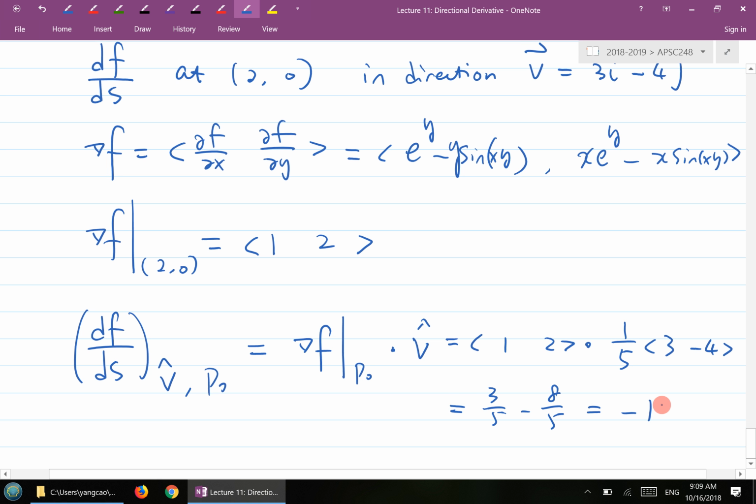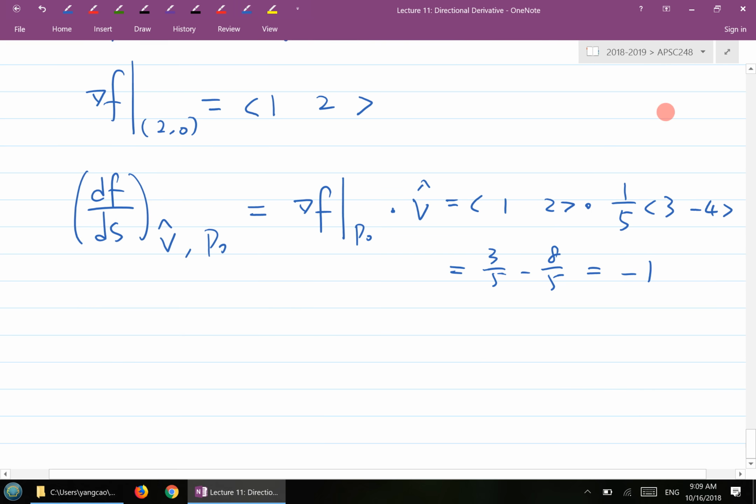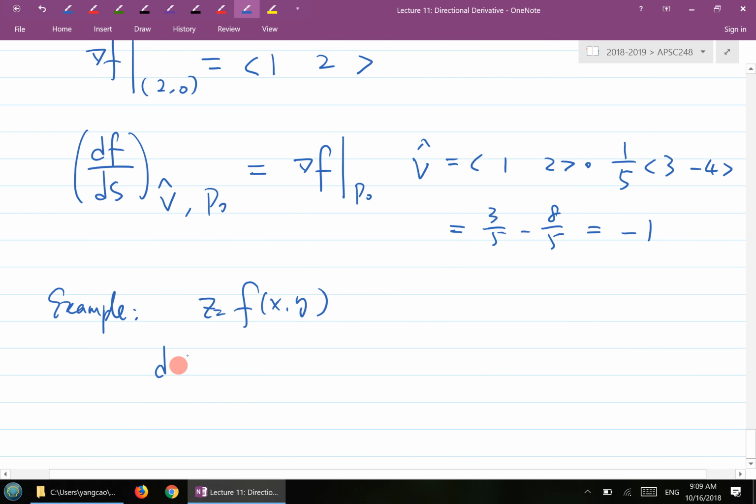So very simple calculation in terms of usage of this directional derivative formula. Okay, let me ask you another question. I don't need you to calculate, just tell me the answer. If I give you a function z equal to f of x, y, can you tell me what is the directional derivative in the i hat direction?